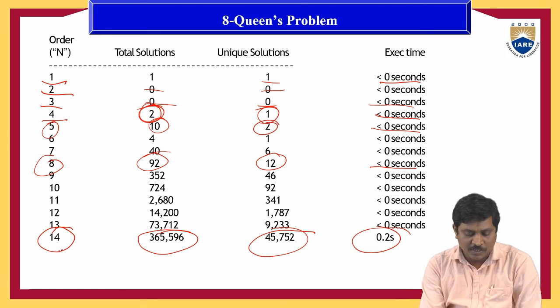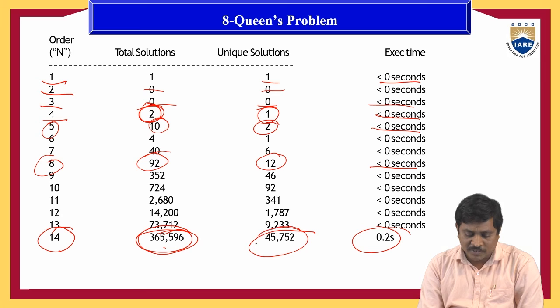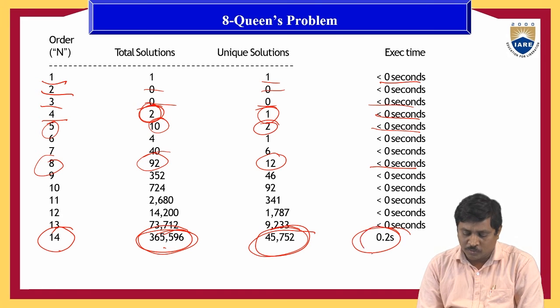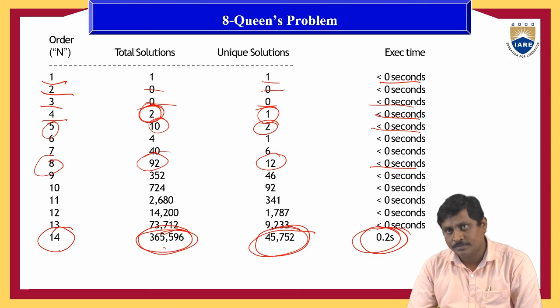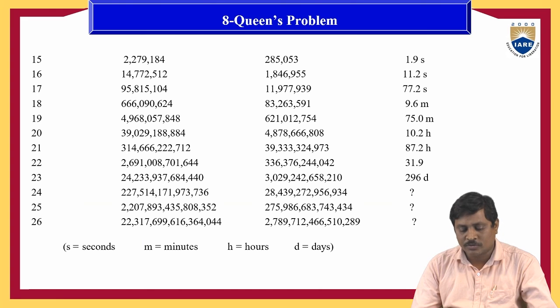For the 14 queens problem, the total number of solutions is 365,596. Among these, 45,752 are the unique solutions. It takes 0.2 seconds to find the solution. So these are also the number of queens, the total number of solutions, the unique solutions, and the time taken.